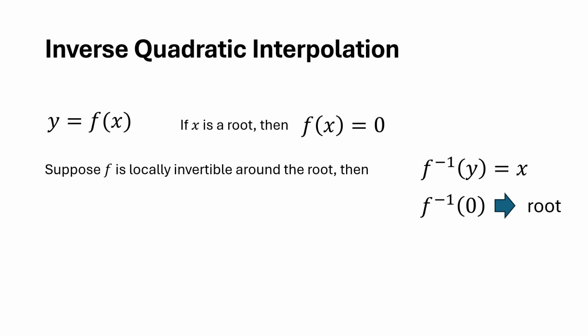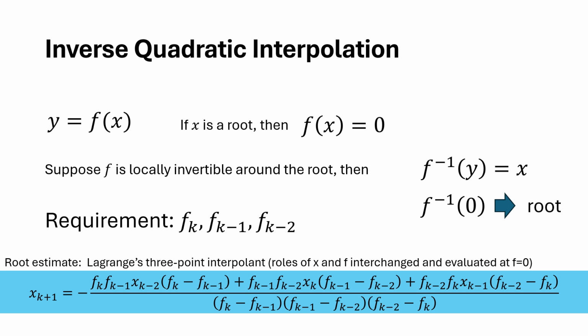The method involves quadratic interpolation, so it requires the user to input 3 initial points. Then the root estimate for the next iteration is obtained using Lagrange's 3-point interpolant, in which the roles of x and f are interchanged and x is evaluated at f is equal to 0. We stop the iterations if a stopping criterion is met, otherwise we drop the oldest point, that is x_{k-2}, shift the position of x_k and x_{k-1} to x_{k-1} and x_{k-2}, and add x_{k+1} as x_k and repeat the process.